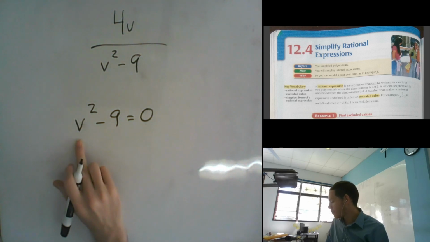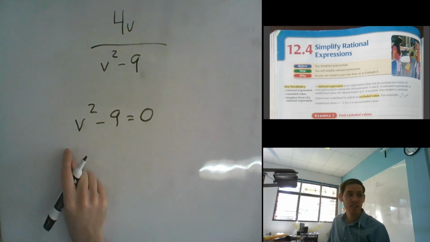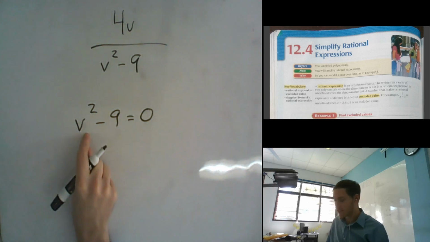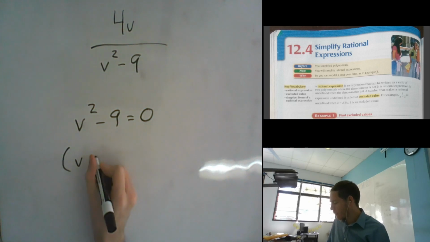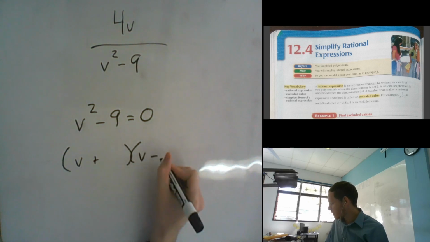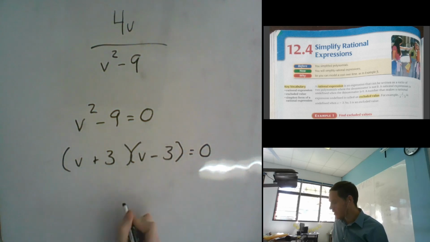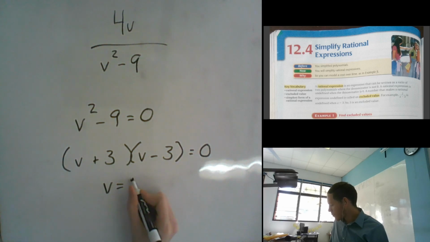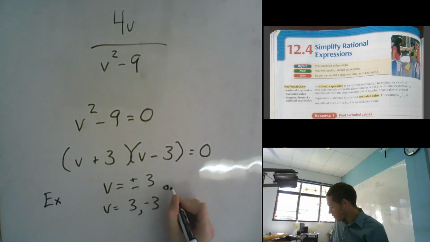Okay. So you can either factor this or use other methods. Factoring this, because this thing is a number squared minus another number squared, you know that it's going to be v plus a number and v minus a number. So v plus 3 and v minus 3. So v is going to equal plus or minus 3. Or you could say v equals 3 and negative 3. Either one works, and this is your excluded value. This is an or right here.